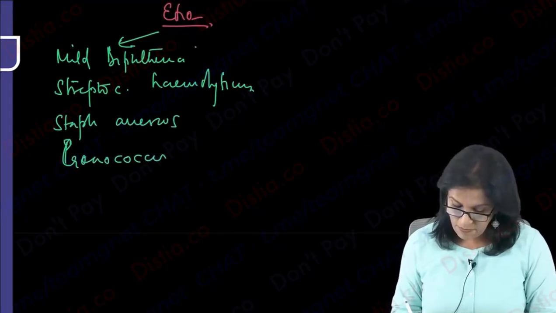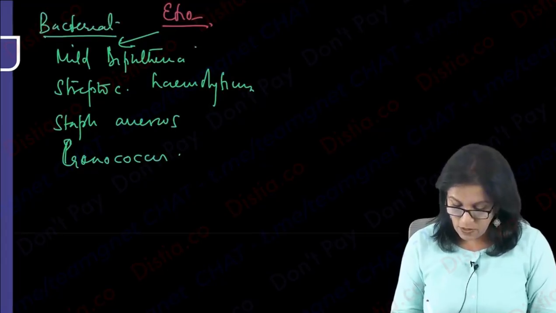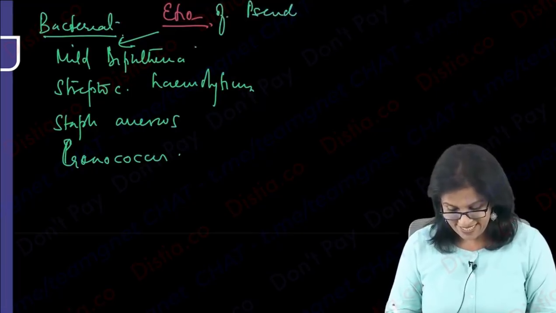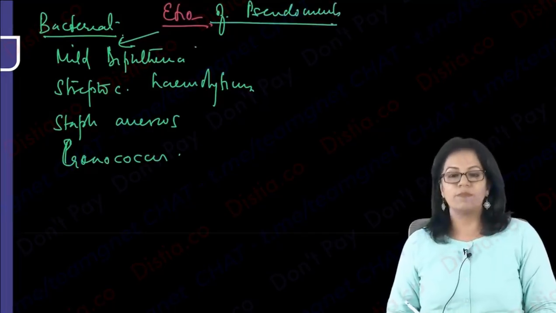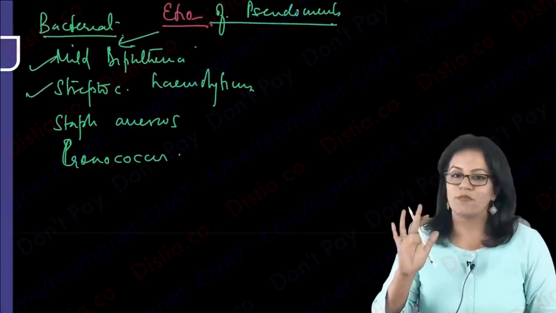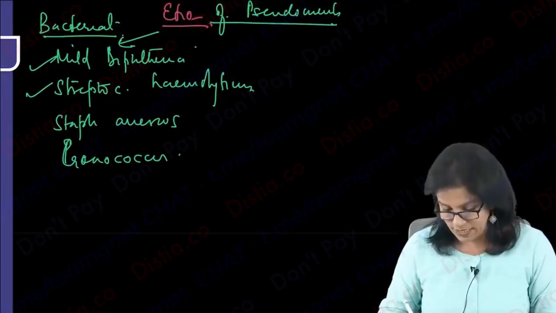So these are the bacterial causes. One cause you can note down is bacterial causes of pseudomembranes. So we are talking about the etiology of the pseudomembranes. Very quick, you just have to remember mild diphtheria and Streptococcus hemolyticus, which are most important. But yes, there are other bacteria which can also cause pseudomembranes.